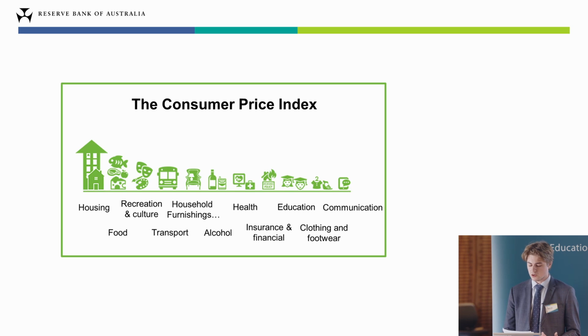The CPI is also a weighted index, which means that the price changes for things that households spend more of make a larger contribution to the final index. An increase in rents, for example, is going to contribute more than an increase in stationery prices.